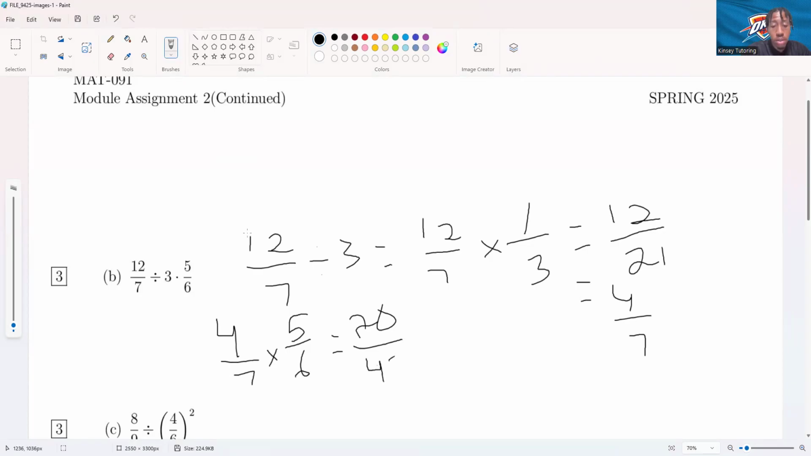7 times 6 equals 42. 20 and 42, both numbers go into 2. 20 divided by 2, 10. 42 divided by 2, 21. Both numbers can't be reduced any more. So our answer is going to be 10 over 21. All right, and this is all the work.